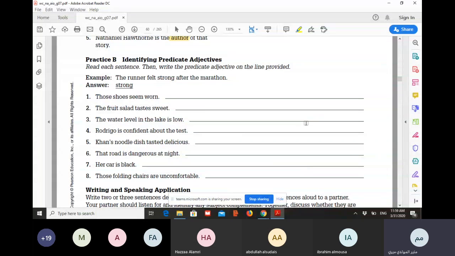Practice B, identifying predicate adjectives. Read each sentence, then write the predicate adjective on the line provided. Example: the runner felt strong after the marathon. Answer: strong. Here you are going to look for the adjectives that come after the linking verb, and these are the predicate adjectives that describe the subject of the sentence, okay?